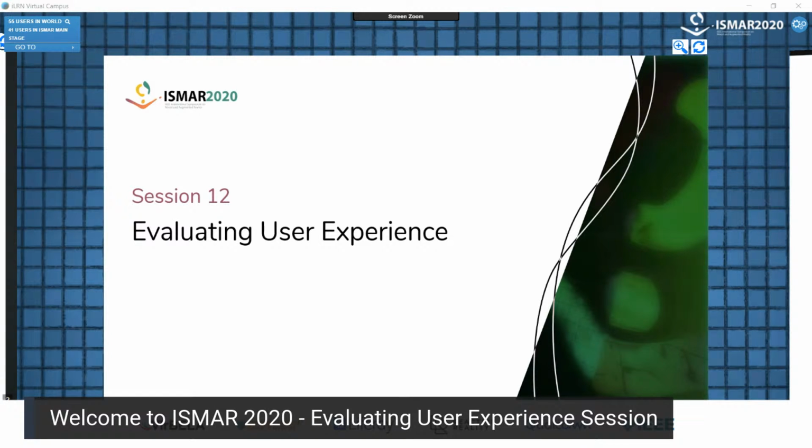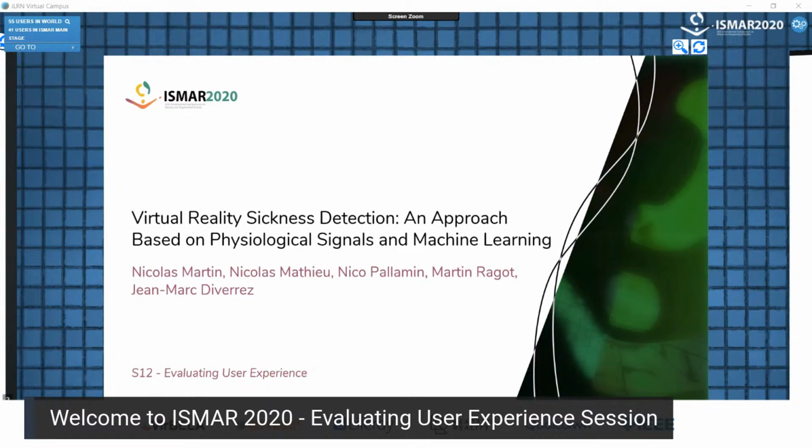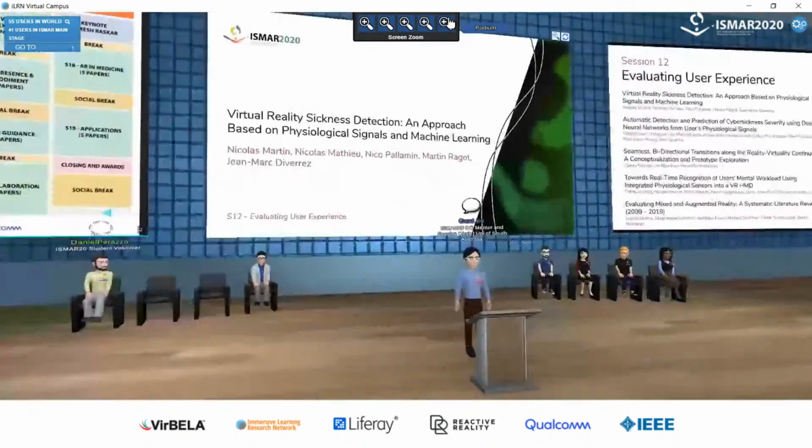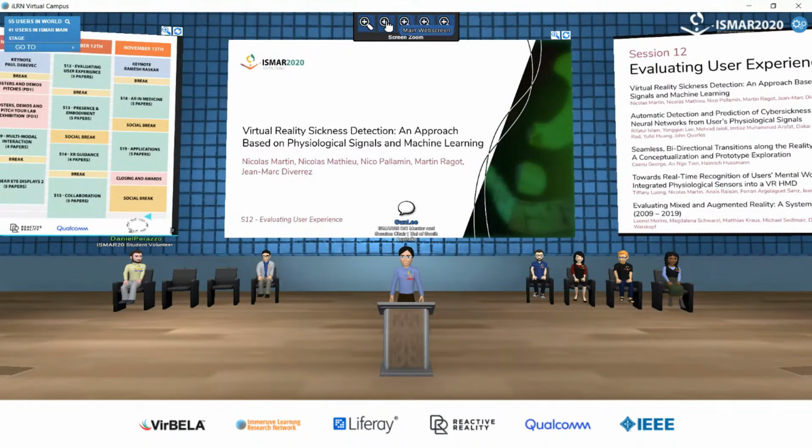We'll begin with the first paper, titled Virtual Reality Sickness Detection, an approach based on physiological signals and machine learning. The paper is from IRT-Become and Ubisoft, and the authors are Nicolas Martin, Nicolas Matthew, Nicole Palamin, Martin Ragot, and Jean-Marc Deverez. The presenter is Nicolas Martin, joining us here today.